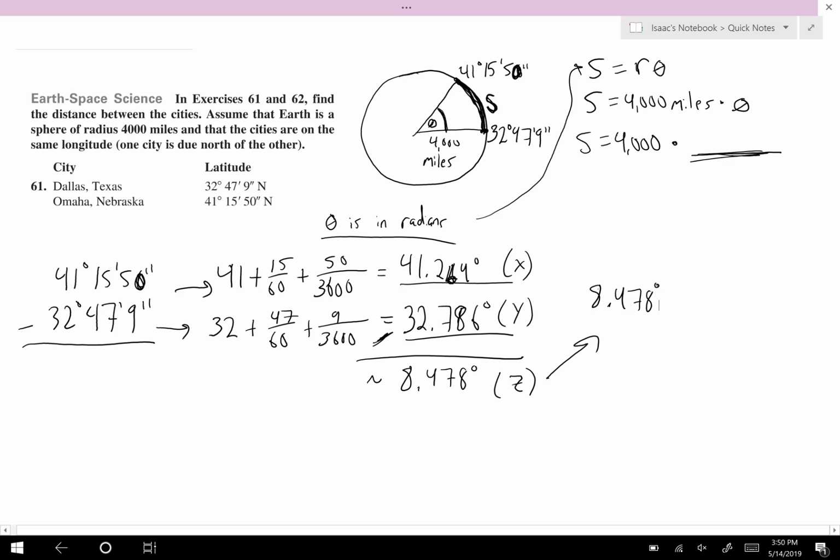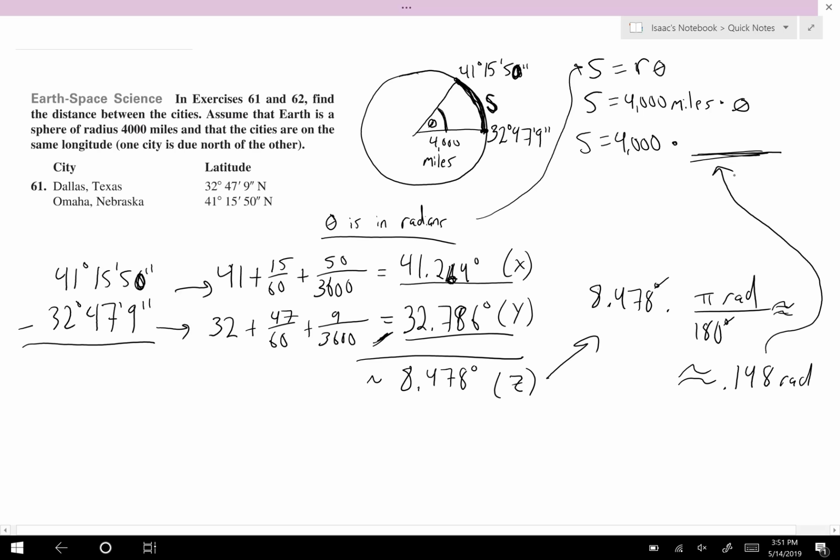So I'm going to take this, or approximately this, that I have stored in my calculator, and I'm going to do the conversion of pi radians divided by 180 degrees. So I can see that this needs to be in the denominator to make those units cancel. So I'm asking my calculator, what is Z times pi divided by 180? And that is approximately equal to 0.148, but now this is in radians.